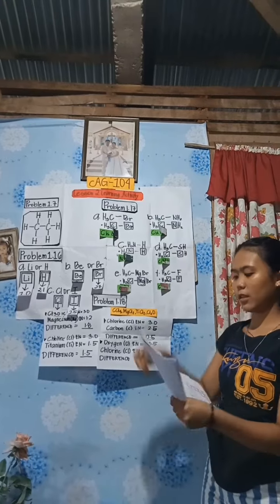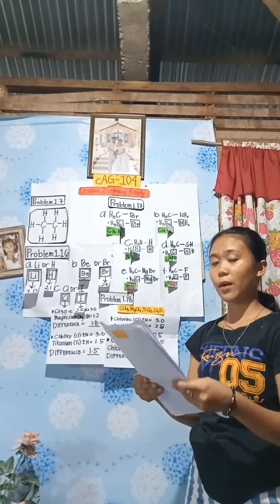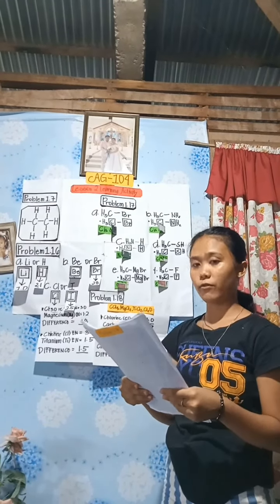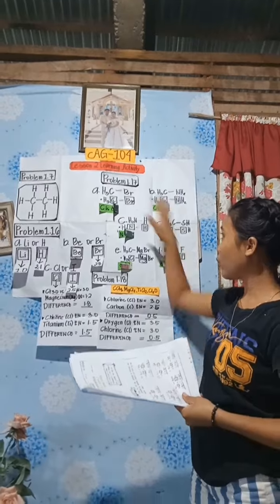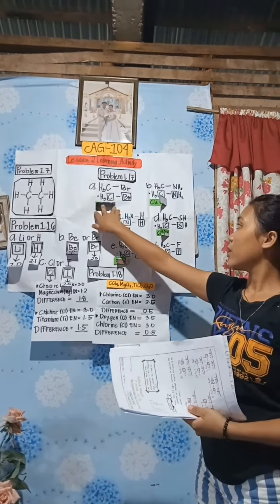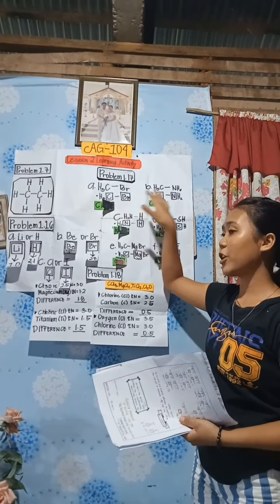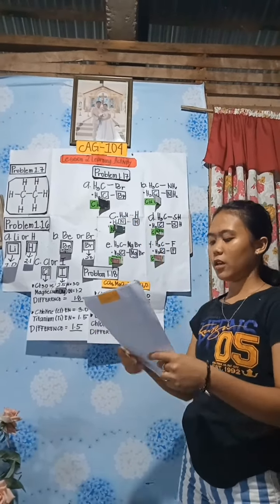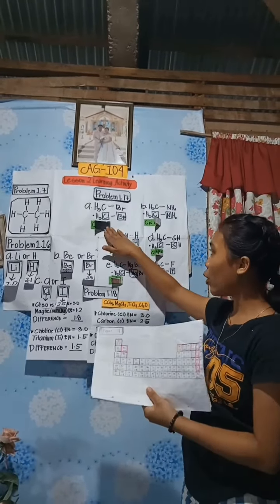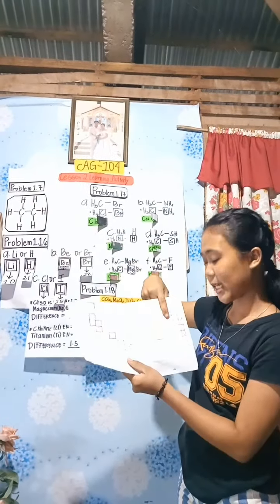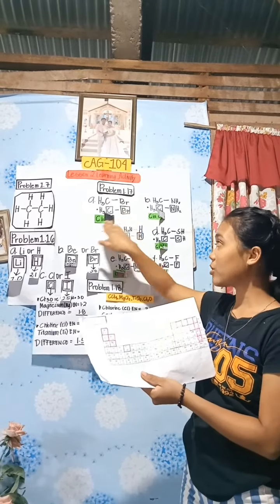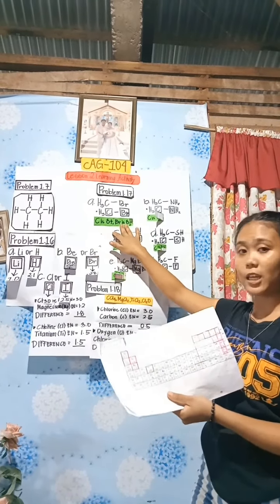Problem 1.17. The question is, use the partial positive and partial negative convention to indicate the direction of expected polarity for each of the bonds shown. As you can see, there are 1, 2, 3, 4, 5, 6 bonds in problem 1.17. In letter A, carbon and bromine are the elements that we're going to find its electronegativity. We're going to use this table again. Carbon has an electronegativity value of 2.5, while bromine is 2.8. So our answer is carbon is partial positive while bromine is partial negative.